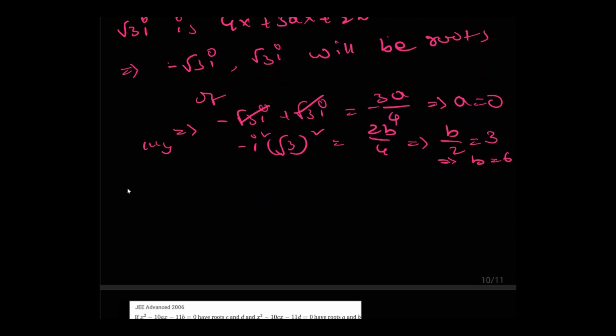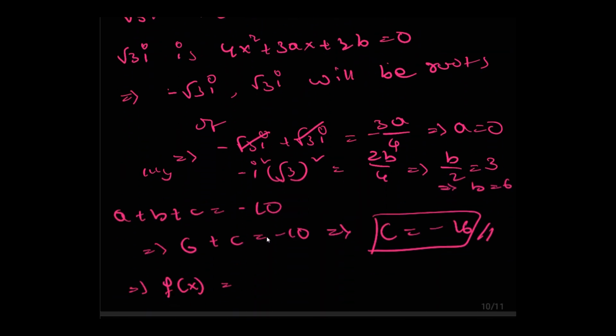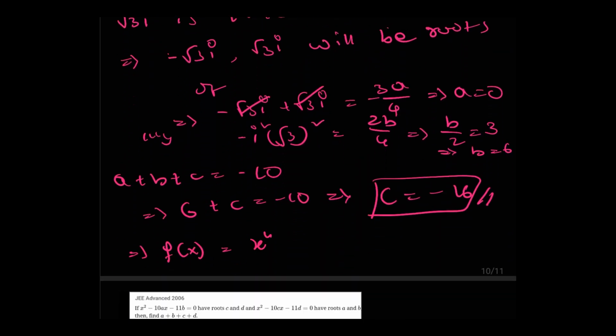Now substitute a and b in equation number 1. We get a plus b plus c equals minus 10. That implies 6 plus c equals minus 10. That implies c equals minus 16. Therefore, the equation will be x power 4 plus 6x square minus 16.